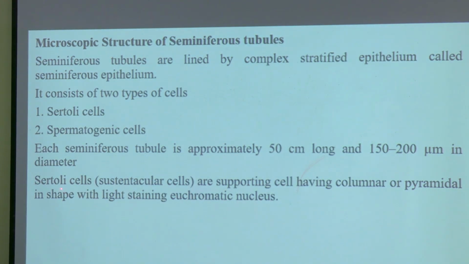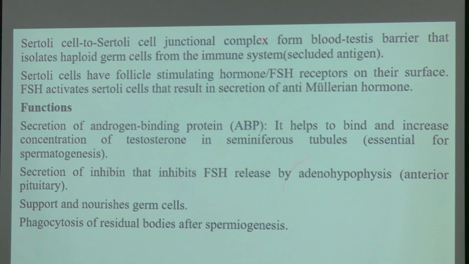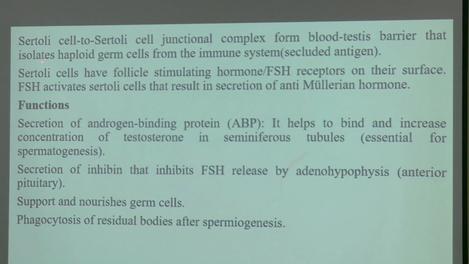Next, Sertoli cells are very important. They are supporting cells, columnar or pyramidal in shape, with a light stained euchromatic nucleus. So the nucleus stains lightly in these Sertoli cells. One Sertoli cell, another Sertoli cell, with the help of junctional complexes, they form the blood testis barrier. That isolates haploid germ cells from the immune system, and that is called a secluded antigen. That means it is hidden from the bloodstream and the immune system, or else antibodies will be produced and the spermatogenic cells will be destroyed.